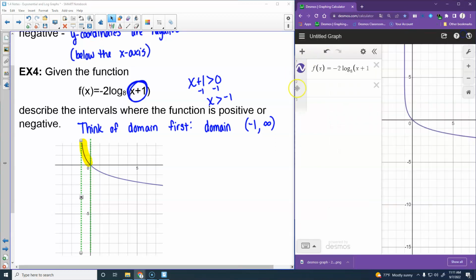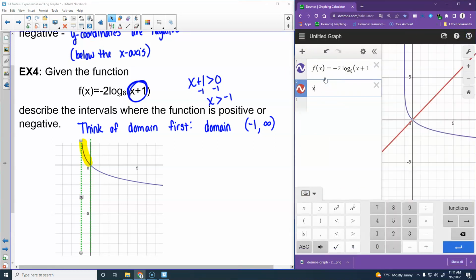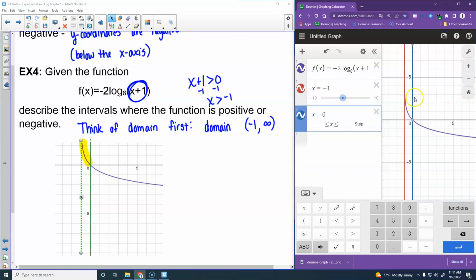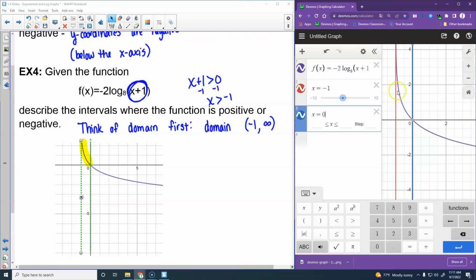On Desmos, you can actually just type them in, x equals -1 and x equals 0, and you can see that that red and blue line, they section off that area that's above the x-axis. Okay, so when you're answering these questions, think about vertical lines, where are those at? So for this problem, for positive, we would say from -1 to 0. You want to use parentheses for both of these.